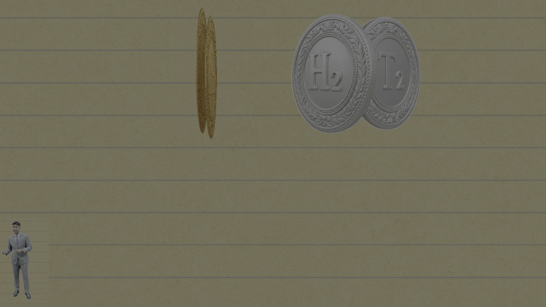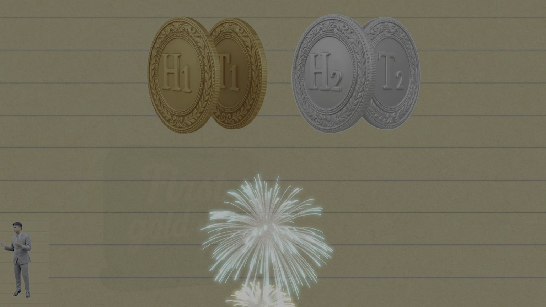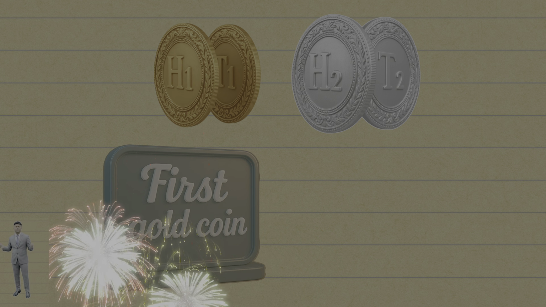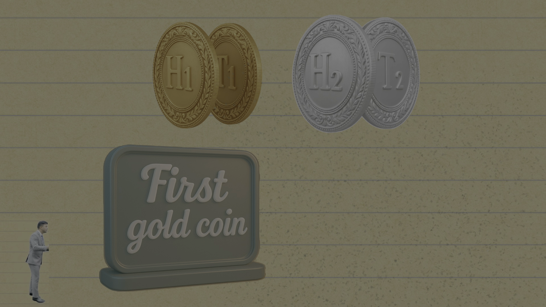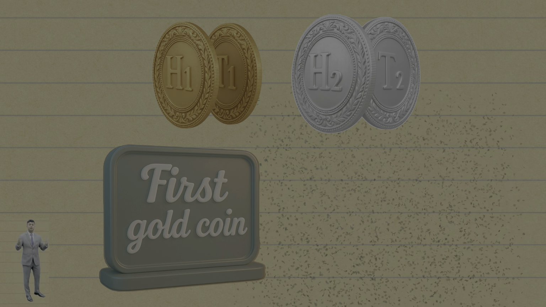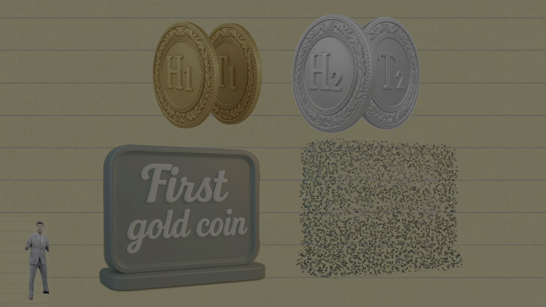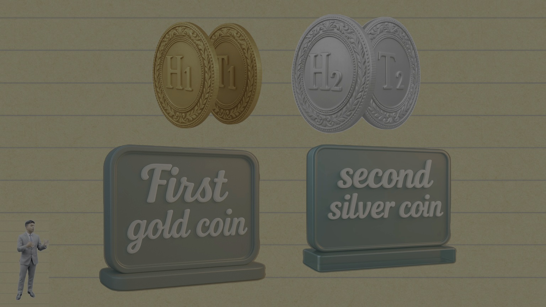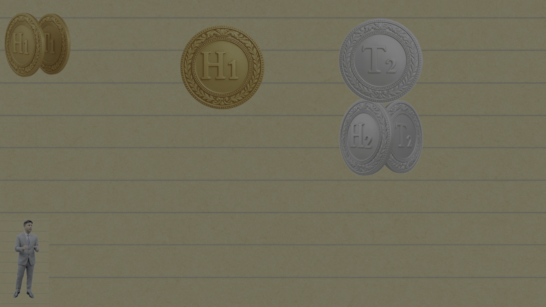This is a single gold coin. Its two faces are labeled head H1 and tail T1. And this is one silver coin. Its two faces are also labeled head H2 and tail T2. Here we show both coins with both of their faces displayed simultaneously.